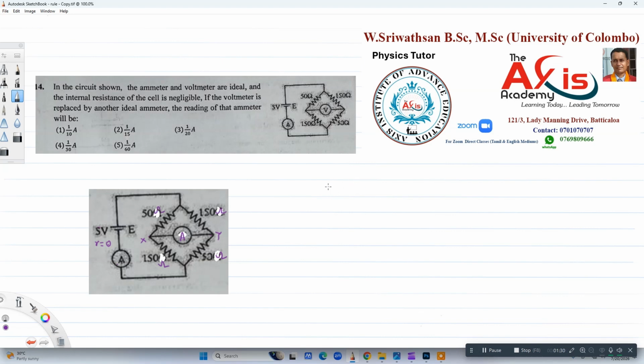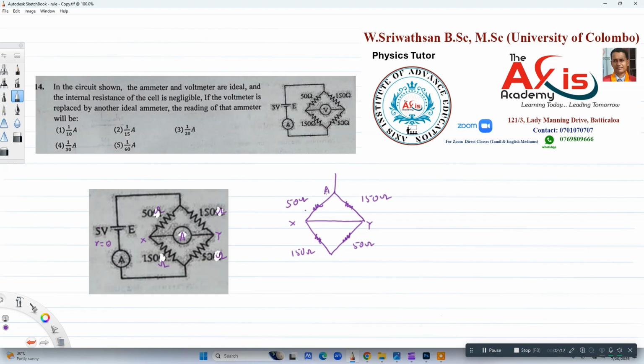Now just have a look at this. If these two are connected with the zero resistance wire, look at this. This is 50 ohm, 150 ohm. This is 150, and this is 50. X and Y are connected, we can assume, with the zero resistance wire. That means the potential at X and the potential at Y are the same. That means this 50 and 150 are parallel with these 2 points.